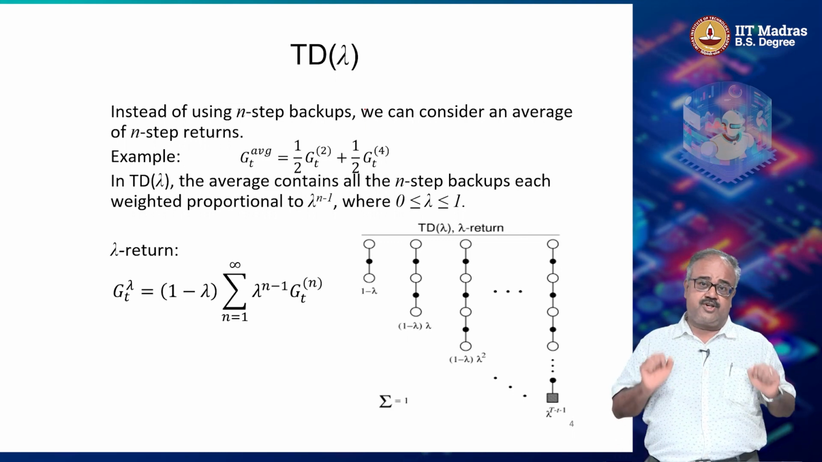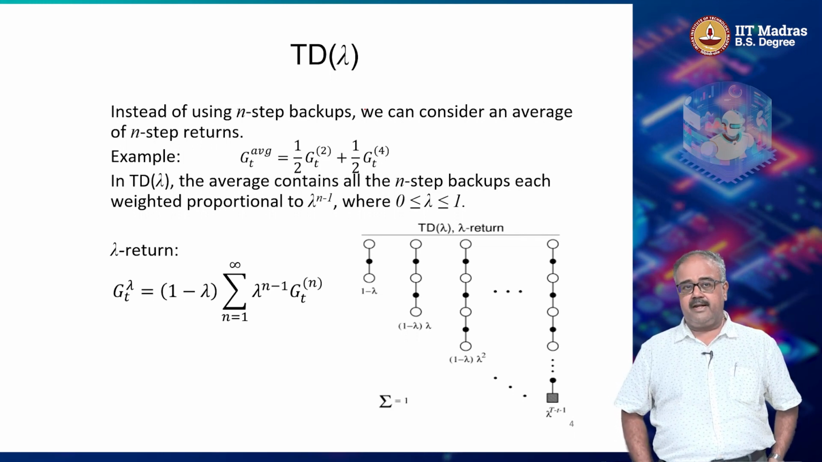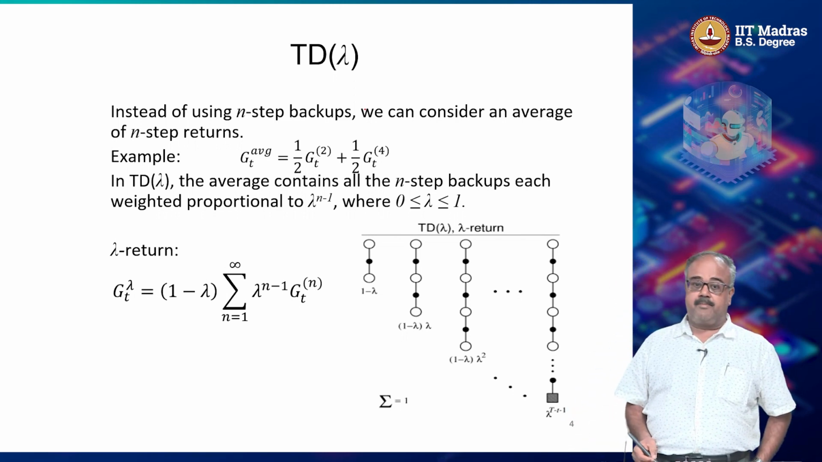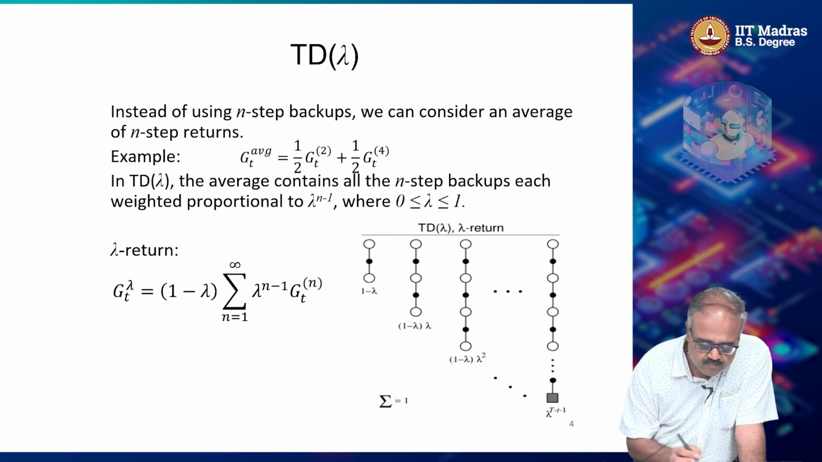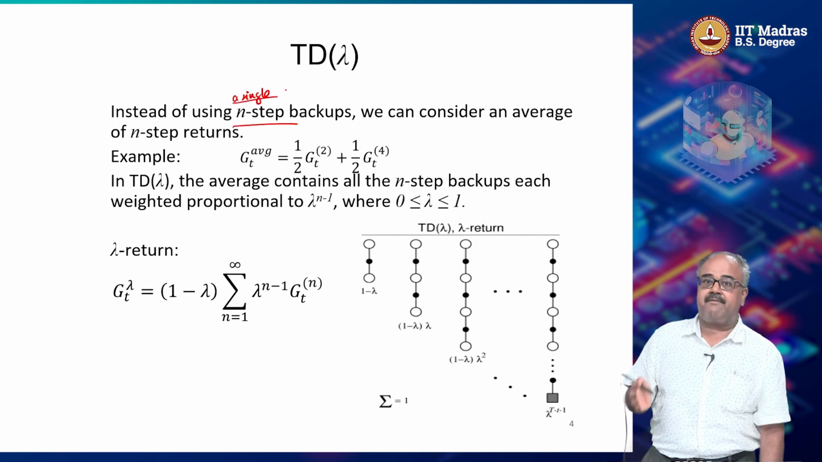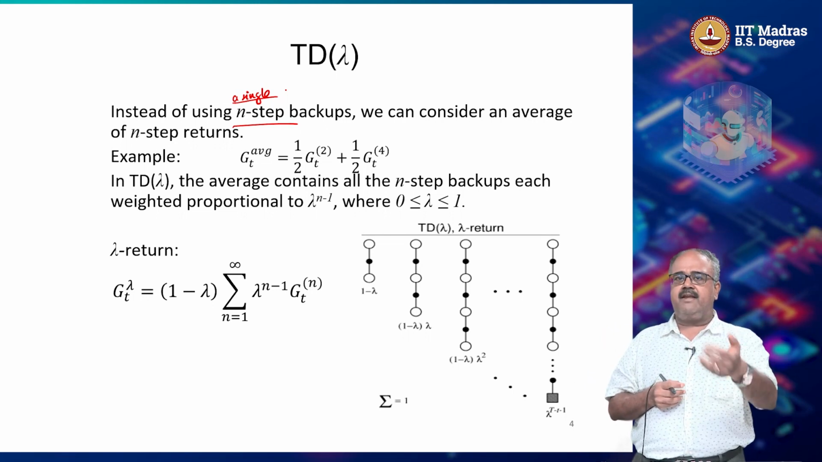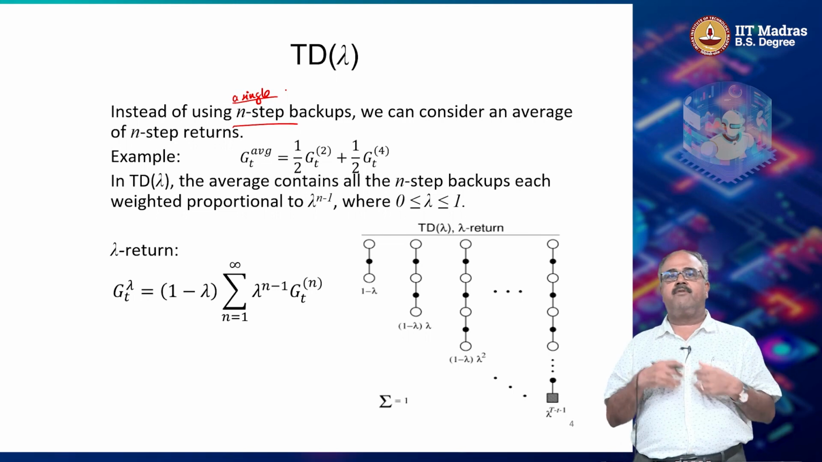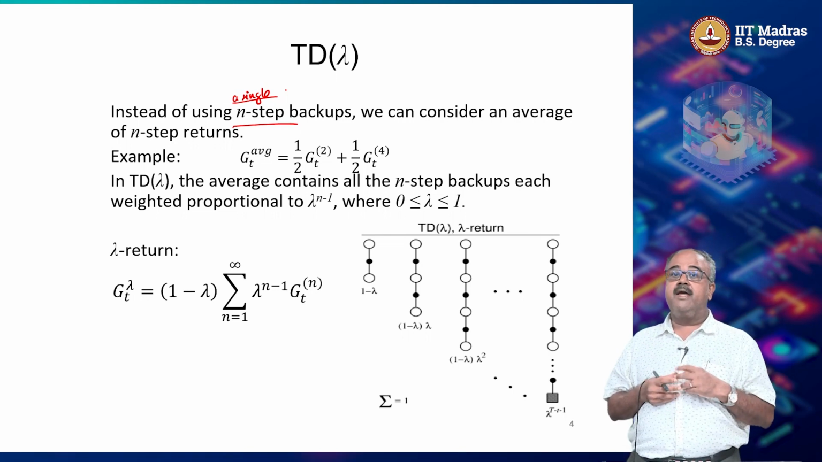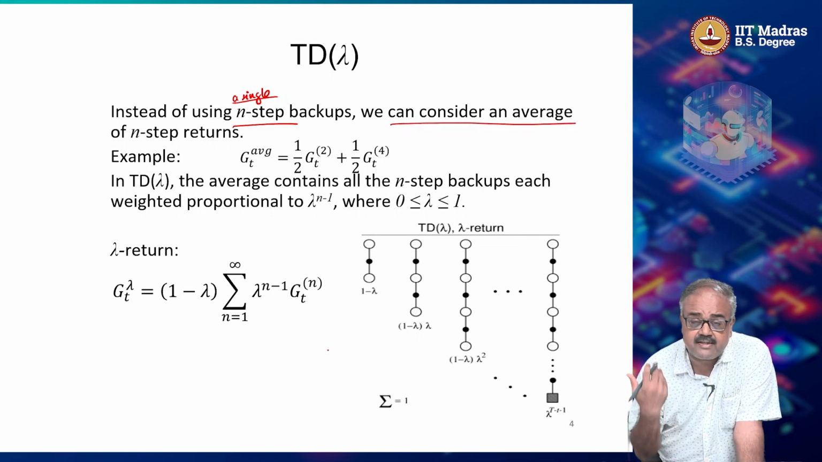On the other hand, we have an approach called TD-lambda, where we are going to use the following property. Consider this: instead of using a single n-step backup, just picking a value of n equal to 4 and using only a 4-step backup, like we said, with n equal to 1 we use a 1-step backup, or we use a 4-step backup, or a 2-step backup. Instead of doing that, we can consider some kind of an average of these n-step backups.